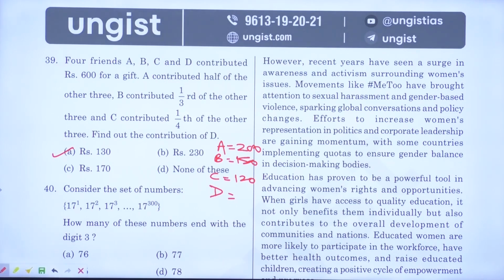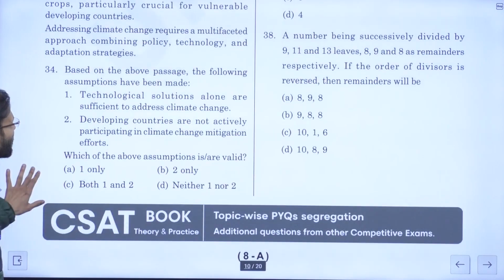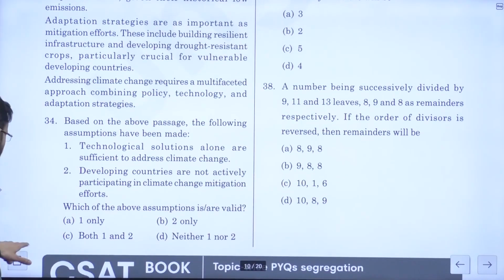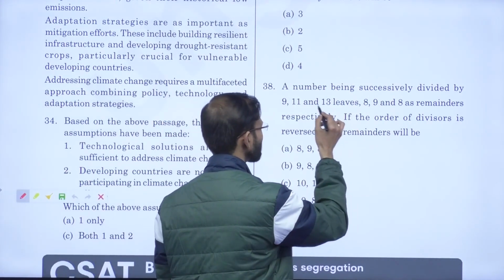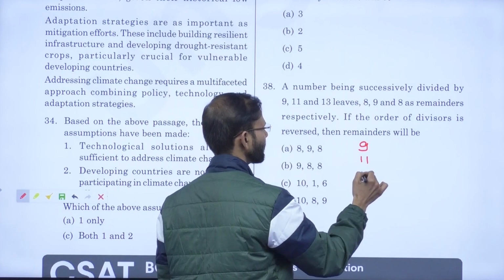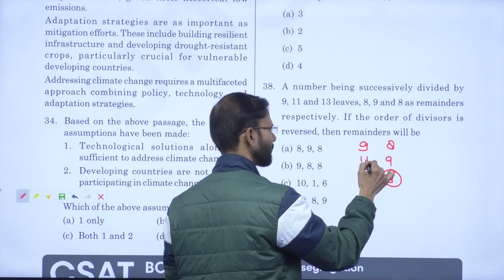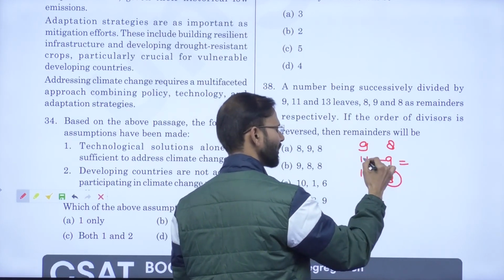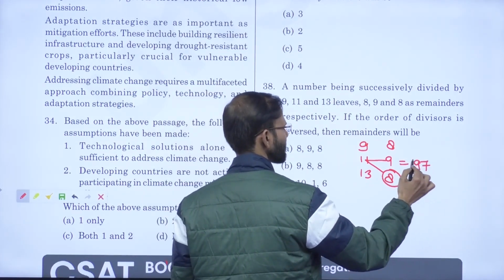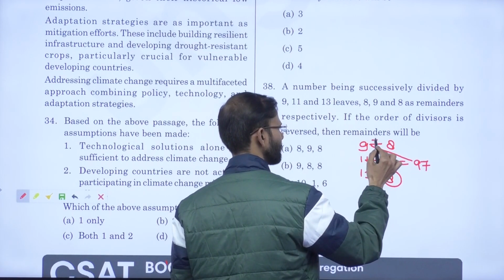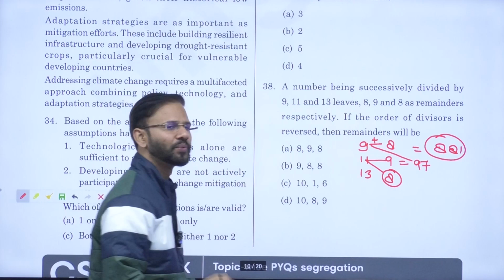Okay. After that, see guys, question number 38. This is the direct concept. The question number 38 is saying 9, 11, 13, 8, 9, 8. So let's start with 8. 8 into 11 plus 9. 8 into 11 is 88. 88 plus 9 is 97. And 97 into 9 plus 8. That is 881. So the required number is 881 guys.